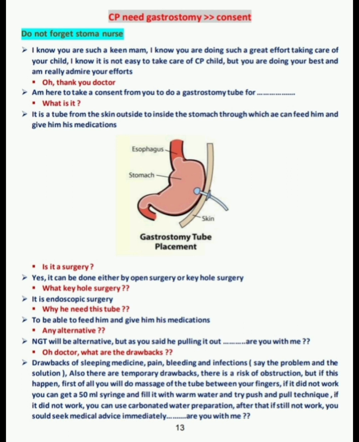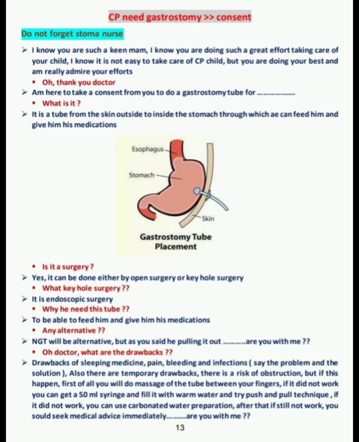Oh, thank you, doctor. I'm here to take consent from you to do a gastrostomy tube for Ali. What is it? So, a gastrostomy tube is a tube from the skin outside to inside the stomach through which we can feed him and give him his medications. Look at the drawing. This is a gastrostomy tube placement. We are marking the esophagus, that is the food pipe, then the stomach, the skin and the gastrostomy tube. We will draw these pictures during the communication session when we are waiting outside.